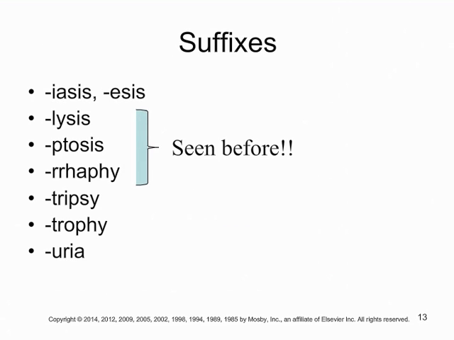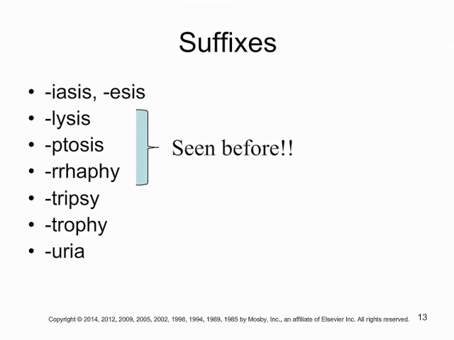Here's the list of suffixes for this chapter, but you've seen a lot of these ones before. We know that lysis means to loosen or to break up or to separate. We've learned ptosis, if something is sagging or drooping. We've learned raphy. Note the spelling, R-R-H-A-P-H-Y. Raphy means a suturing or repair, so you're fixing something. Other terms on here, the first pair, iasis or esis, means a condition. And we've seen osis also means a condition of, but here we see a few more that mean the same thing.